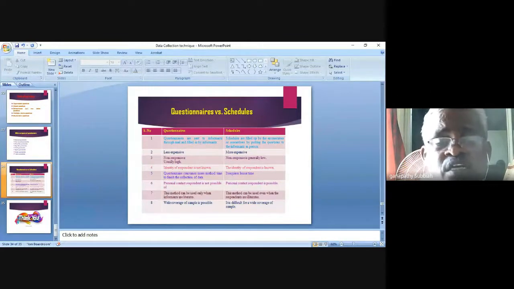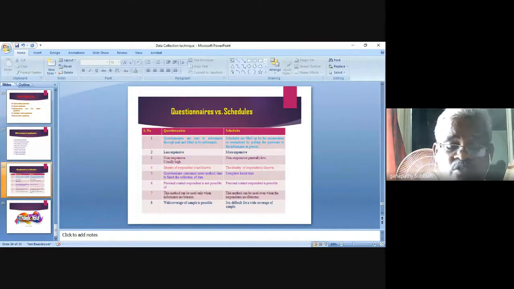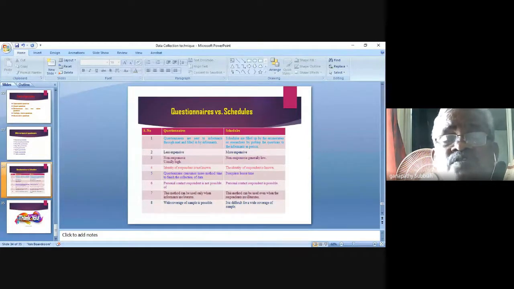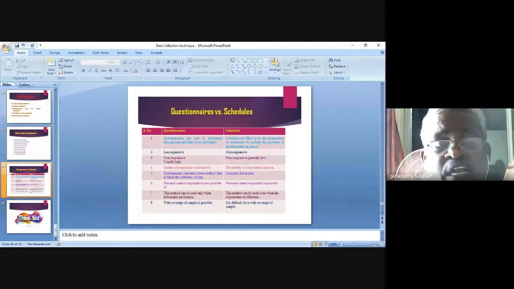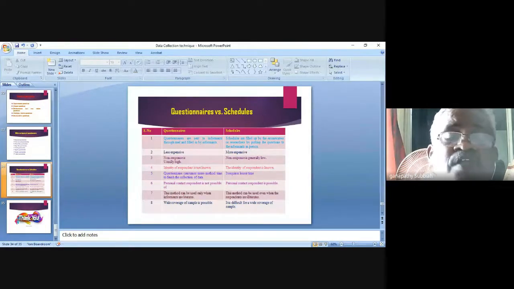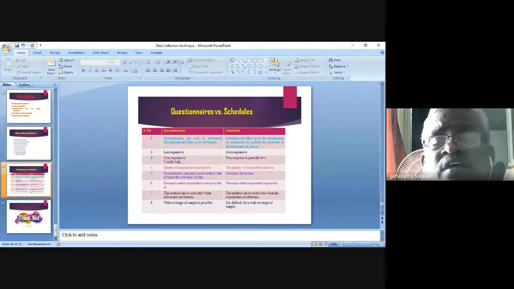Whereas in the schedule, non-response is generally low because the researcher directly meets the concerned respondent. The researcher explains the questions, so they are easily understood by the respondent. The respondent gives the correct answer, and the researcher takes the correct data. The required data is collected more comfortably than with the questionnaire method. That is another important difference between questionnaire and schedule.